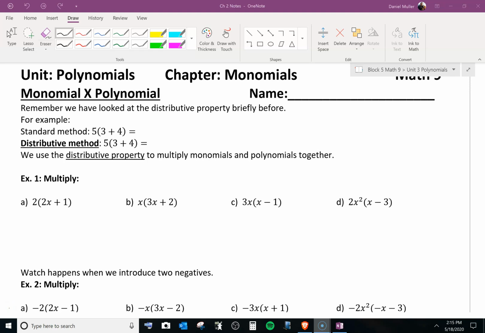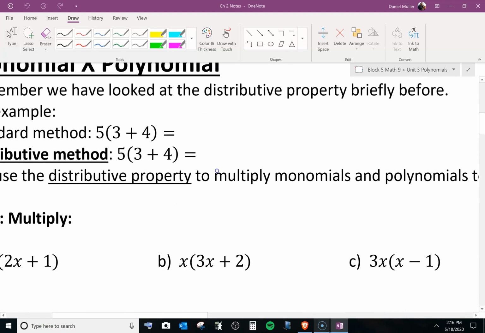The next chapter of our polynomial unit is dealing with multiplication. And so the idea here is we're going to be multiplying with polynomials, monomials, and then after that we're going to combine like terms, which is why we've already looked at combining like terms. So now we're looking at something called the distributive method. Let's take a look at an example here at how this can work in two separate ways.